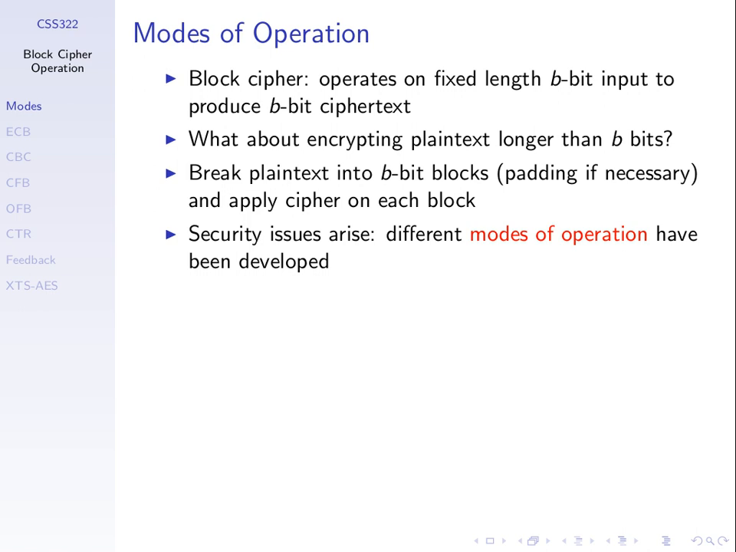Our block cipher operates on B bits. We want to encrypt plain text longer than B bits, so we break the plain text into B bit blocks. If B equals 64 bits and I have 65 bits, then I'll have two blocks: one block of 64 bits, and a second block of 1 bit, which we'll need to pad out to 64 bits. So we use padding where necessary, so that every block is of the same size, and the size that suits the cipher. There are different modes of operation that have been developed to combine the encryption of those blocks together.